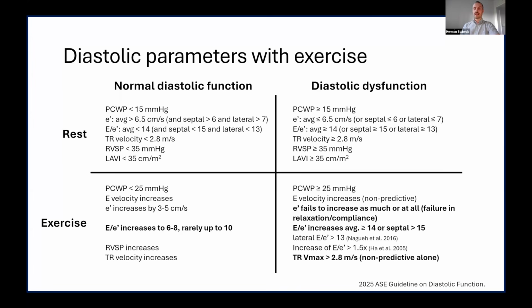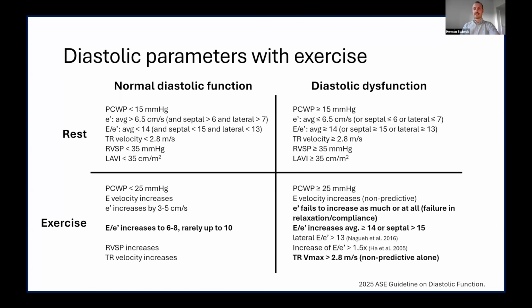The cutoff described in the guideline is the same as at rest, which is above, on average, 14, with, again, changes whether it's a septal or lateral area. The guideline itself uses only average and septal parameters, but other studies have also described lateral E/E prime and an increase in the whole proportion by 1.5 times.